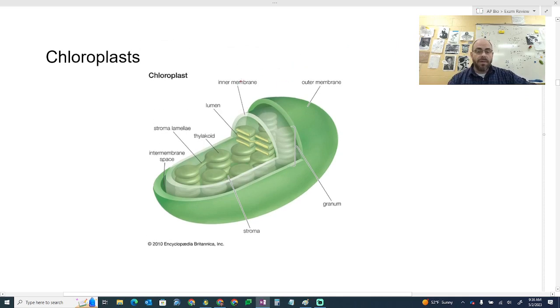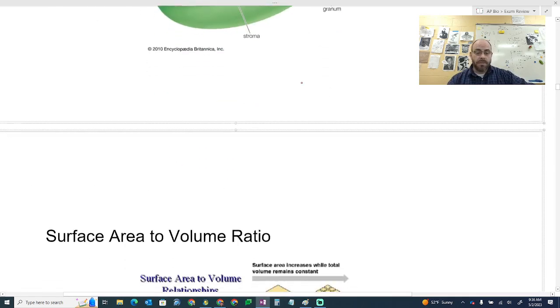So chloroplasts, very similar to mitochondria in that they have that double membrane, own ribosome, DNA sort of thing, but definitely different function, and these are found not only in plant cells, but in some other eukaryotic cells as well.